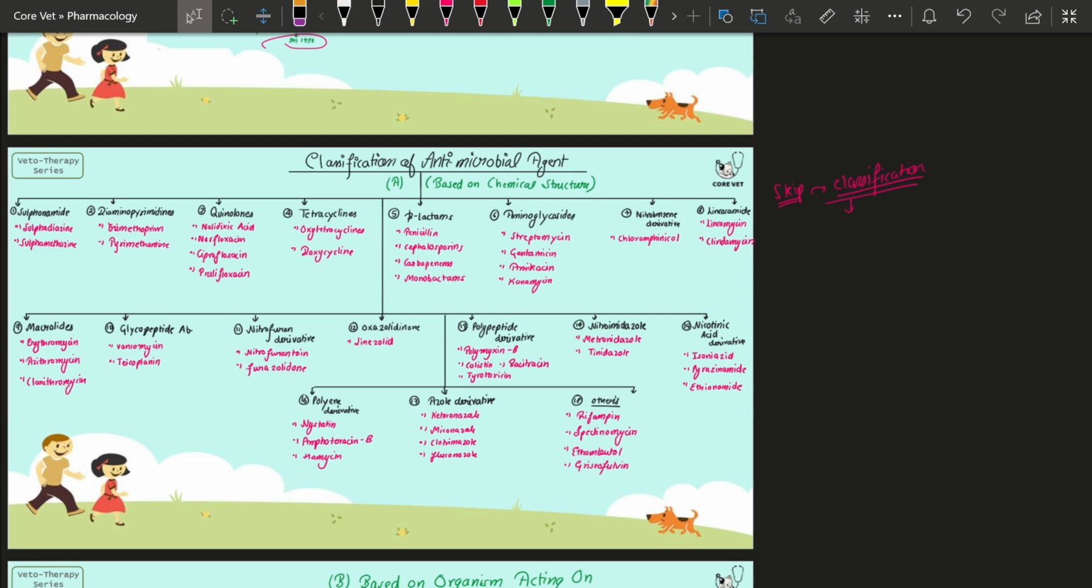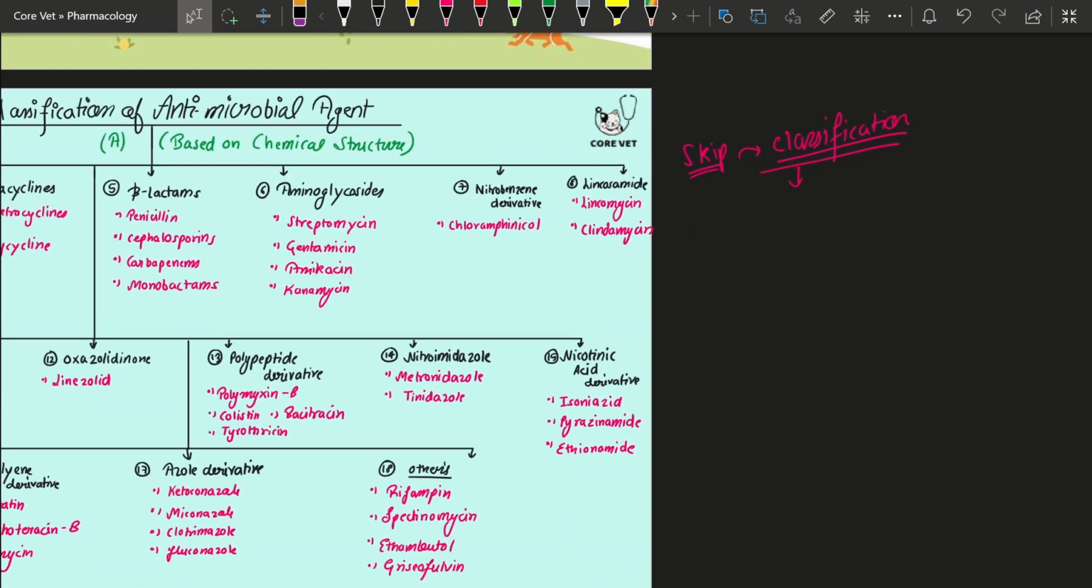You can have an example. In diaminopyrimidines, you can write down that trimethoprim is the example, pyrimethamine is the example. In quinolones, you can write all the examples by yourself. You are going to learn the examples later on, because you have to study all the classes of the drugs. You have to study the sulfonamides, you have to study the macrolides. You're going to learn all those examples in the later half.